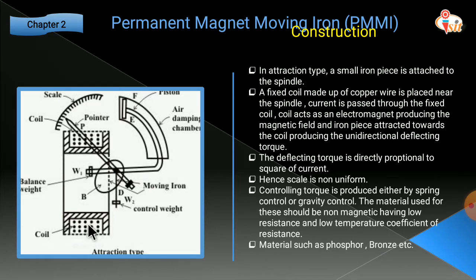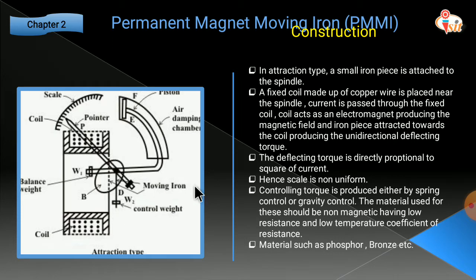Once the magnetic field is produced, this piston is attracted towards the magnetic field, and this pointer will start deflecting. This deflecting torque is directly proportional to the square of current. That is why the scale is non-uniform. Scale is non-uniform means what? The pointer will not show the steady state reading. That's why the scale is non-uniform. Then this is a control weight to produce the controlling torque.